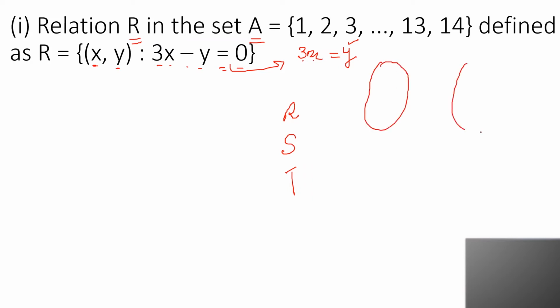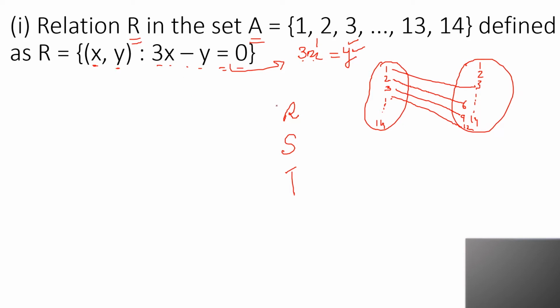Very first we will try to understand with the help of a ray diagram: 1, 2, 3 up to 14, and here also 1, 2, 3 up to 14. Then 1 is related to 3 because 3 times the first element is equal to the second element. Next, 2 is related to 6, 3 is related to 9 and 4 is related to 12. 5 is related to 15 but 15 is not here. It means only these many relations are here.